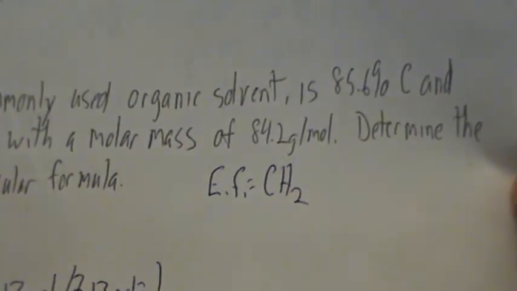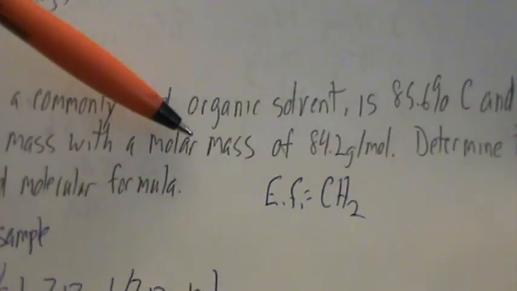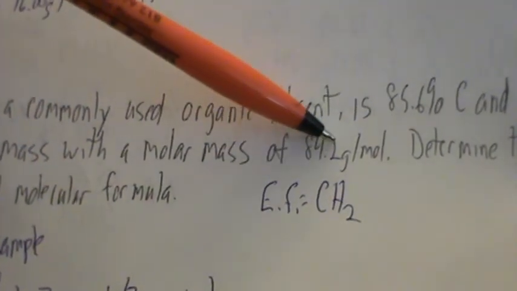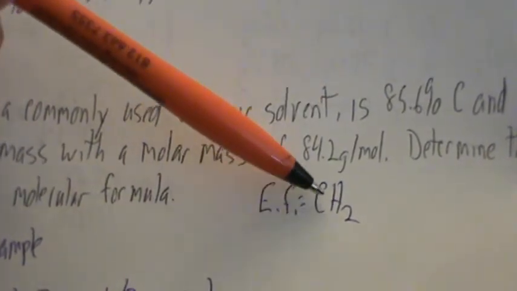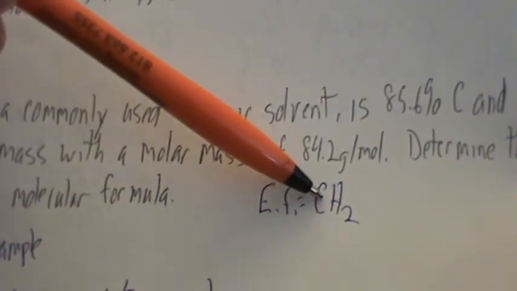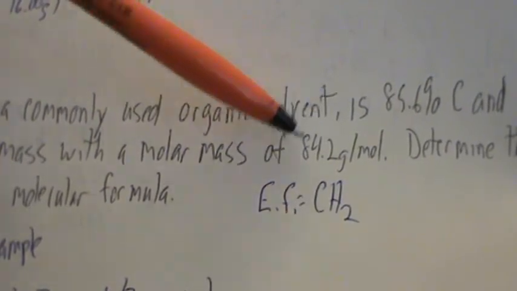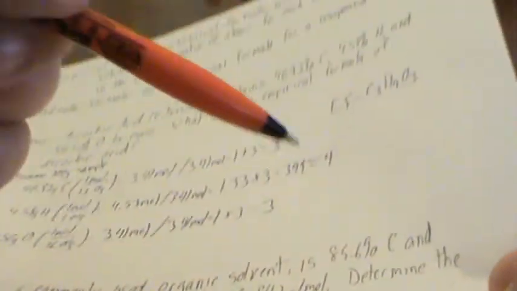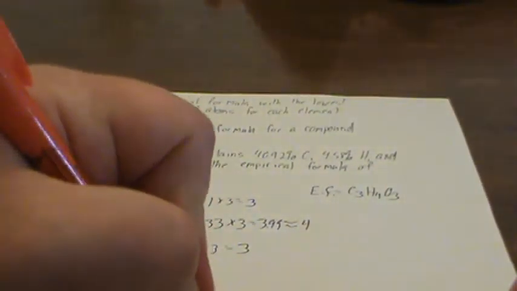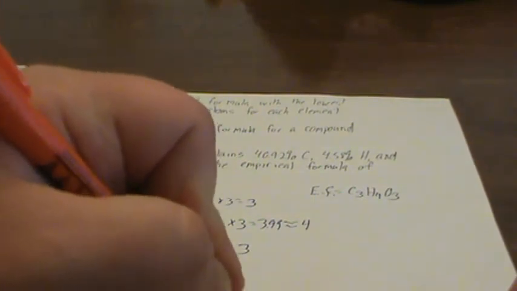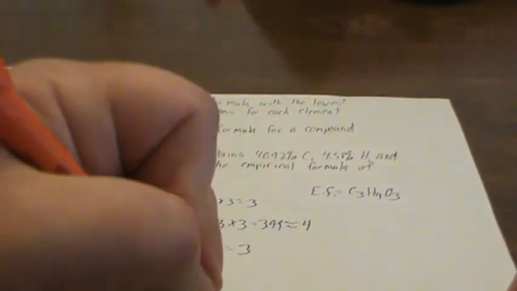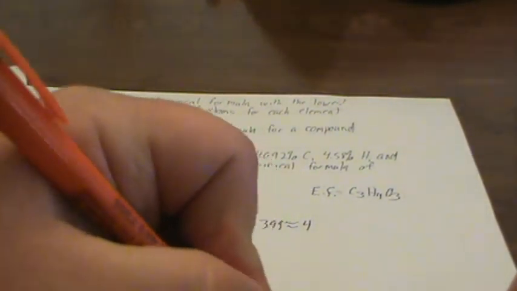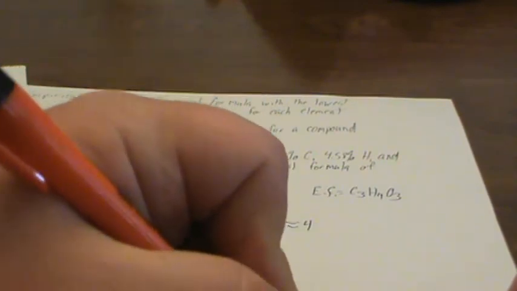Now we're going to figure out our molecular formula. And the way that we're going to do that is, we're given the molar mass of the compound as 84.2 grams per mole. We're going to see how many times the mass of the empirical formula, so CH2, will fit into the molar mass of the compound. So the mass of the empirical formula: 1 carbon, so 12.01 grams, we have 2 hydrogen, so 2 times 1.01 grams, 2.02 grams. Add that up, 14.03 grams.